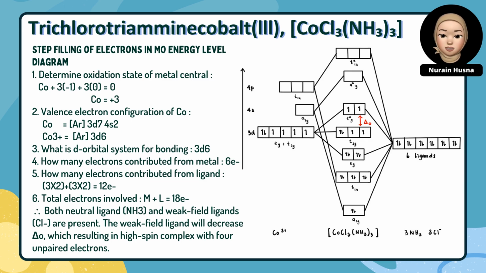Thirdly, the d orbital system for bonding was determined to be 3d6. Next, we need to determine how many electrons were contributed from the metal and ligands. There were 6 electrons contributed from cobalt, while the electrons contributed from the ligands were 12 electrons. Therefore, the total number of electrons involved was 18 electrons. Both neutral ligands and weak field ligands are present in the complex compound: NH3 is the neutral ligand and Cl- is the weak field ligand. The weak field ligand will decrease the splitting energy, which will result in the coordination complex being a high spin complex with 4 unpaired electrons.